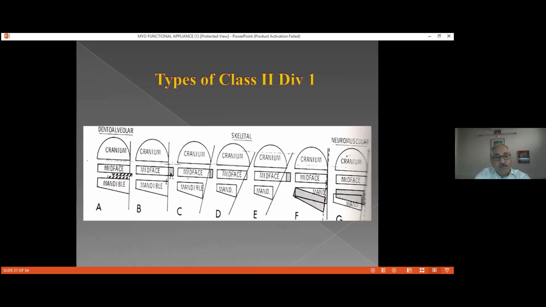2 malocclusion. But in this case, myofunctional appliance is not suited because it is appliance given for the skeletal malrelationship, where there is a skeletal malformation. There only, those are the cases where myofunctional appliances are suited.